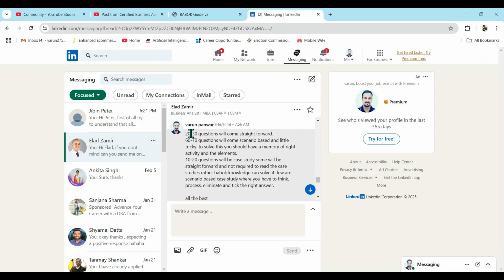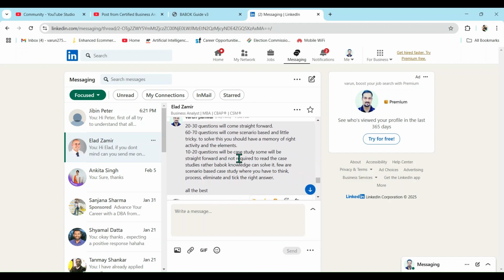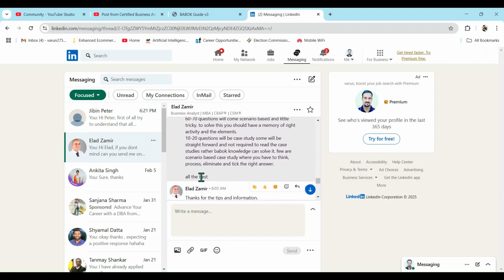So the upshot is that 20-30 questions will come straightforward, 60-70 questions, and this is about the CBAP examination, will come scenario based and a little tricky. To solve these, you should have a memory of the right activities and elements. 10-20 questions will be case studies. Some will be straightforward and not require reading the case studies; rather, BABOK knowledge can solve them. Few are scenario based case studies where you have to think about the process and element, and tick the right answer.